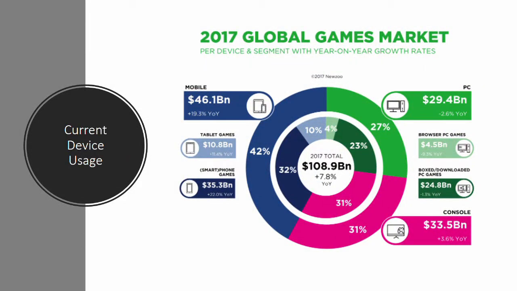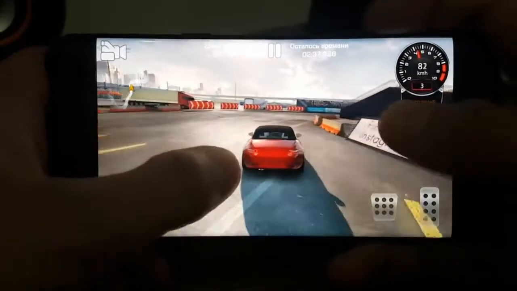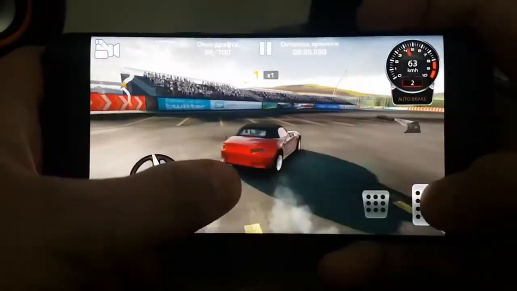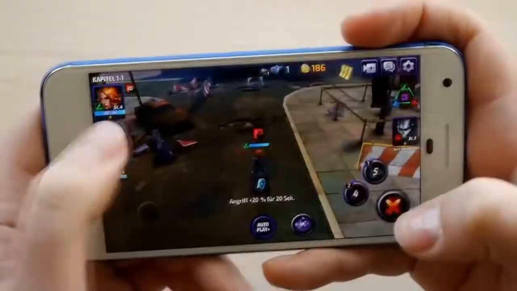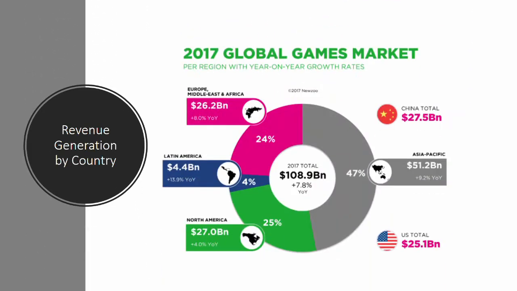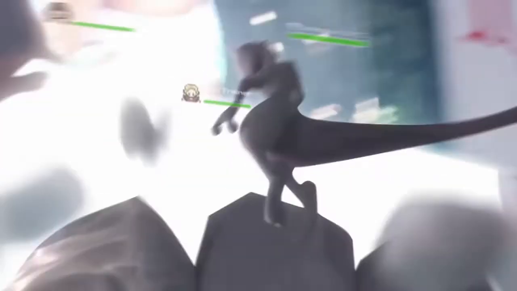Also, data is captured on which platforms are currently the most profitable and which to build your games on. For example, game developers building a mobile game would rather base it on a smartphone than a tablet based on year-on-year growth rate. Data is also collected annually on geographical regions and which markets are the most profitable.